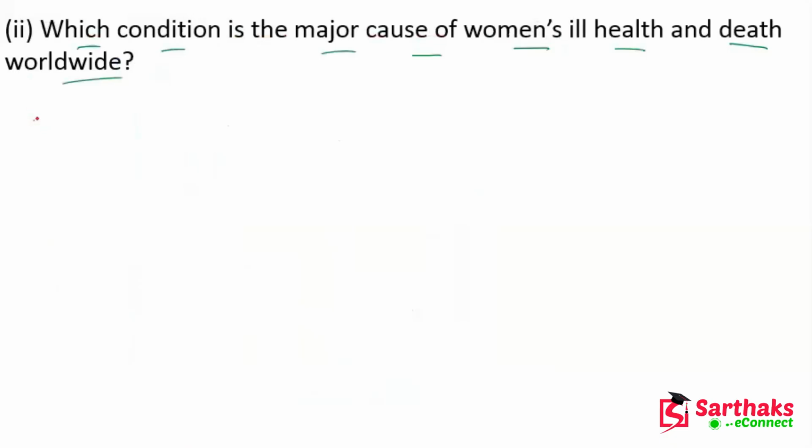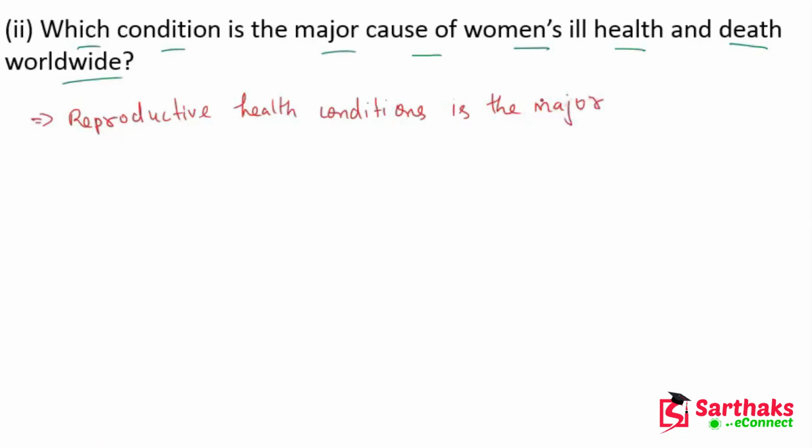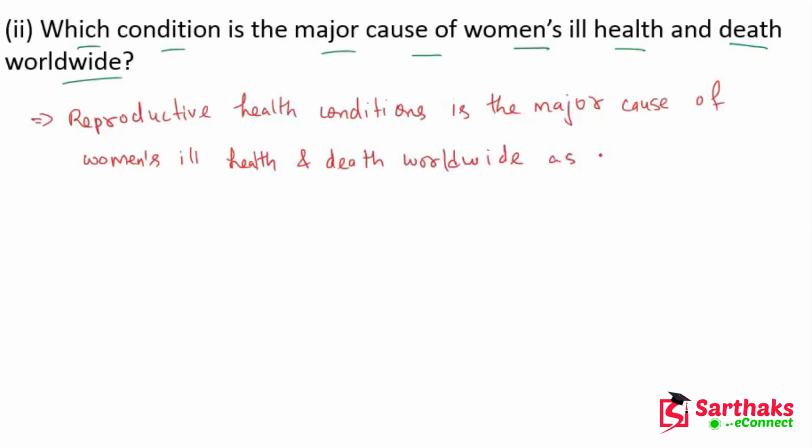So here we can write it as: reproductive health conditions are the major cause of women's ill health and death worldwide, as 31.8% of women are affected by it.